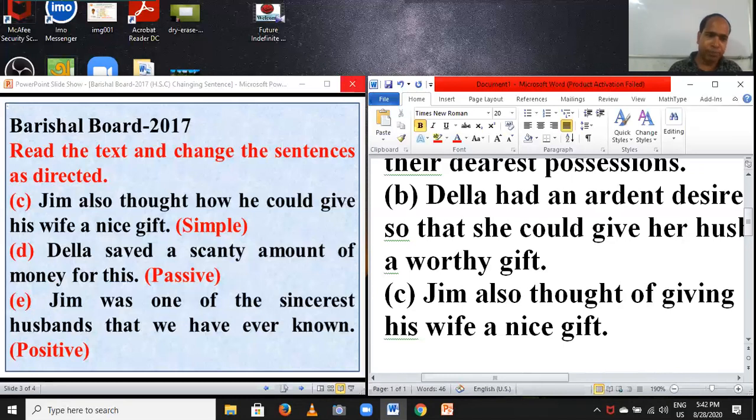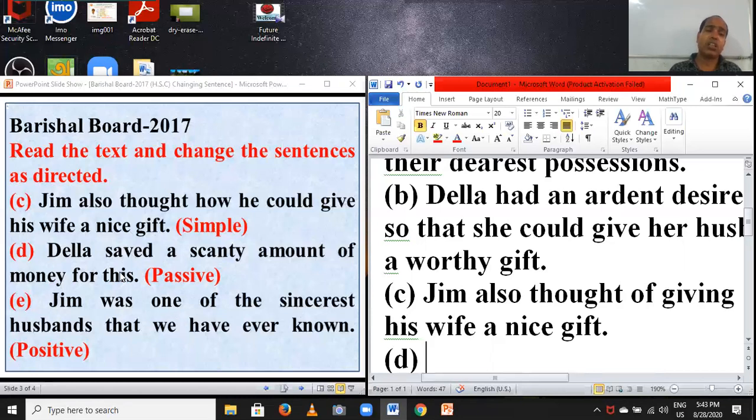Going to the next step, question D. "Della saved a scanty amount of money for this." Students, you have to change it into passive. This sentence is active. Firstly, you have to identify the subject, principal verb, and object. But the question is: is there any auxiliary verb in this sentence?